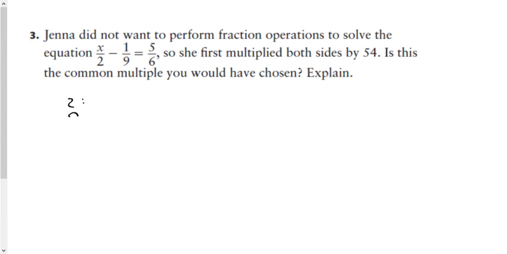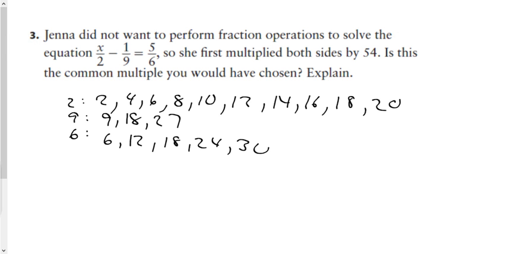So if I was to look at the multiples of 2, 9, and 6, if I was to look at the multiples of those, the first one they share, if I grab my highlighter here, the first one they share is actually 18. So what she could have done is she could have multiplied both sides by 18 instead and had the same effect as if it had been multiplied both sides by 54. It just keeps your coefficients and your constants a little smaller, but it really doesn't have any effect on the procedures that you would use. It just means the numbers are going to be smaller.